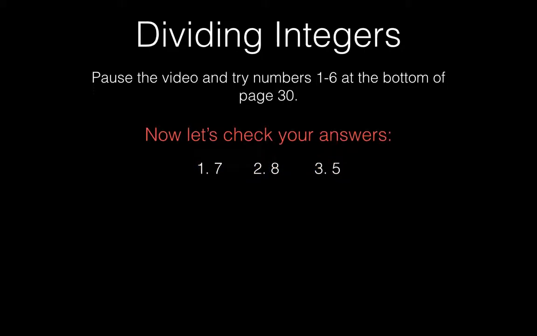One is 7, 2 is 8, and 3 is 5. Number 4 is 0. Number 5 is negative 7. And number 6 is negative 7.